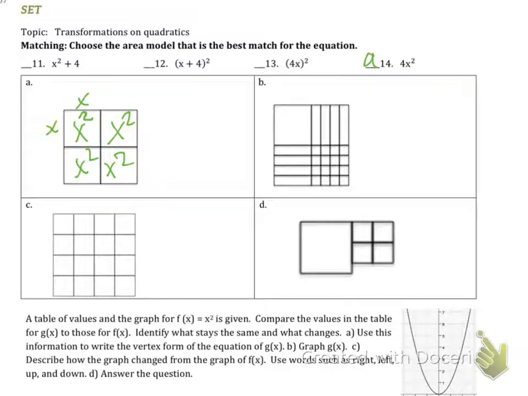Okay. For letter B, we can set this up. This is our x squared. And if we were to set up the dimensions on the sides, these long rectangular pieces can be considered single units.